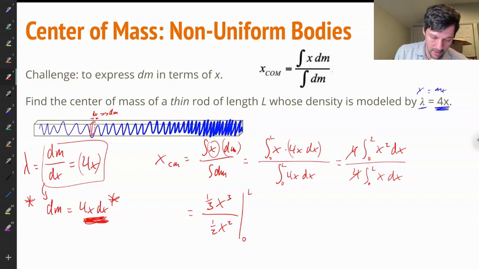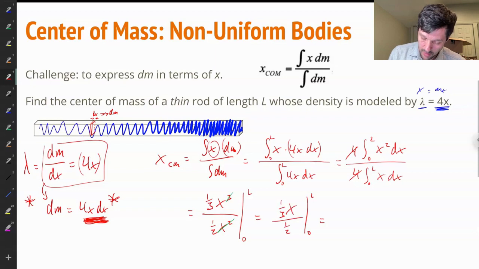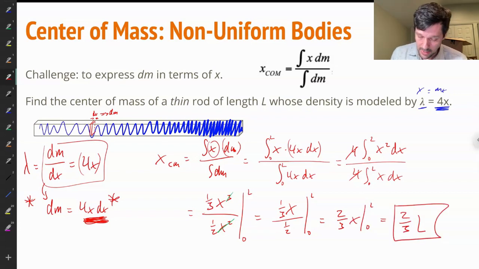Now that we've done the integral, we can cancel some things. So x squared cancels 2 powers of that x, and what we're left with is 1/3 x divided by 1/2, evaluated from 0 to L. I can do this in whatever order. I'm going to rearrange. Dividing by 1/2 is the same thing as multiplying by 2. So that's 2/3 x evaluated from 0 to L. That's going to put the center of mass at 2/3 L. That is where the center of mass of this bar is.